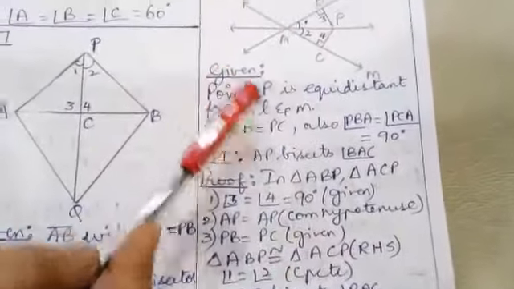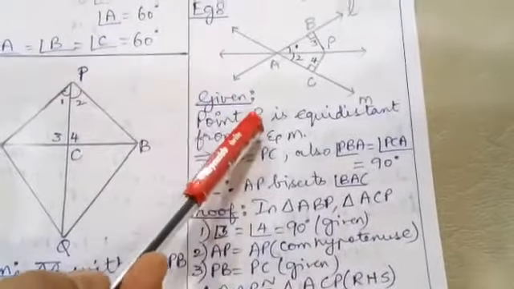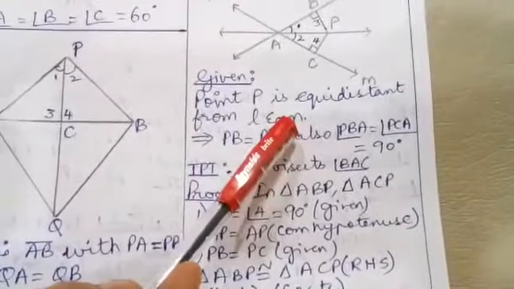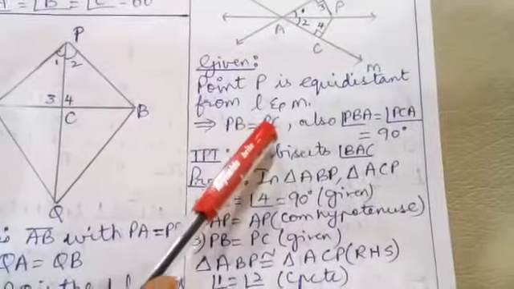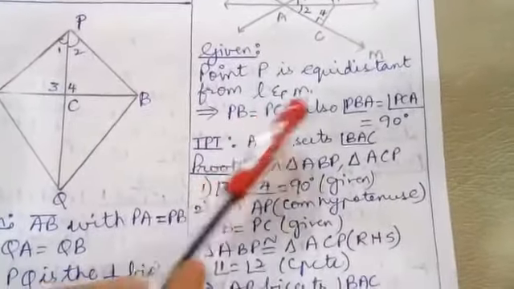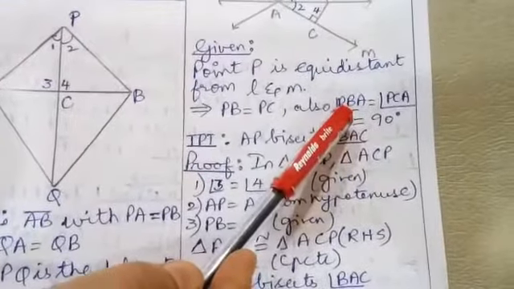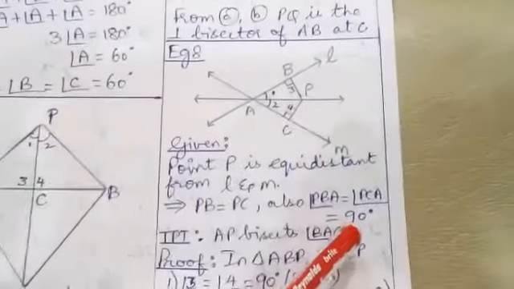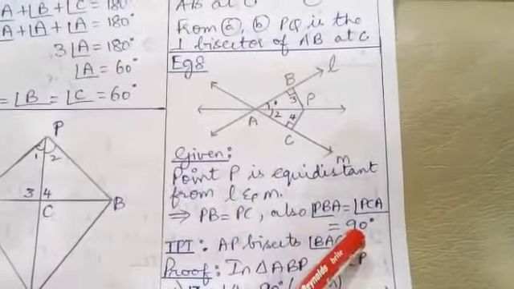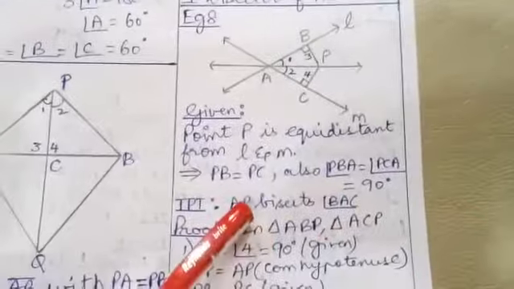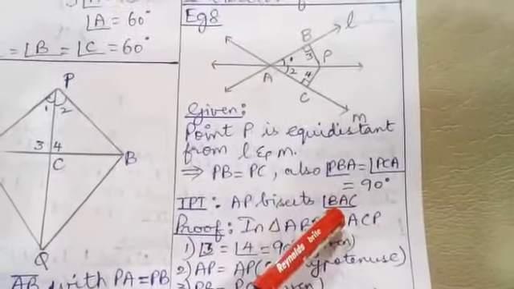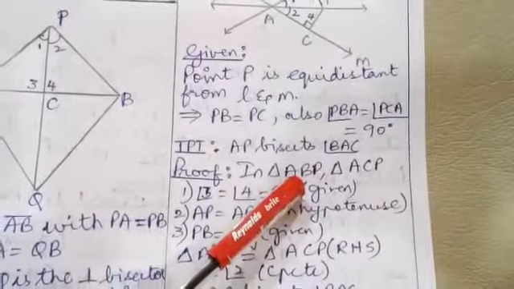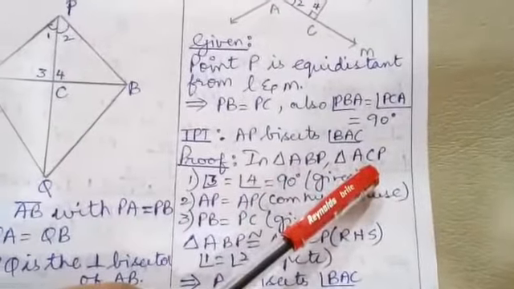Take up the two triangles. Let me read this out for you. So what are we given? Given: point P is equidistant from L and M, which means PB equals PC. And we also know that the angles PBA and PCA, which we have marked angle 3 and angle 4, each equal 90 degrees. This is what we are given, and we need to prove that AP bisects angle BAC. So let's take up the two triangles, ABP and ACP.